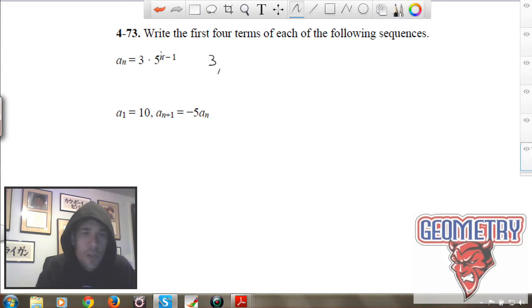N equals 2. 2 minus 1 is 1. 5 to the 1 power is 5. 3 times 5 is 15. When n is 3. 3 minus 1 is 2. 5 squared is 25. 25 times 3 is 75.